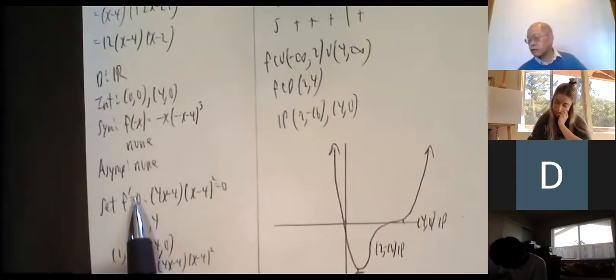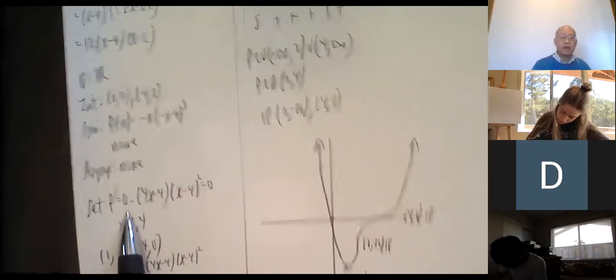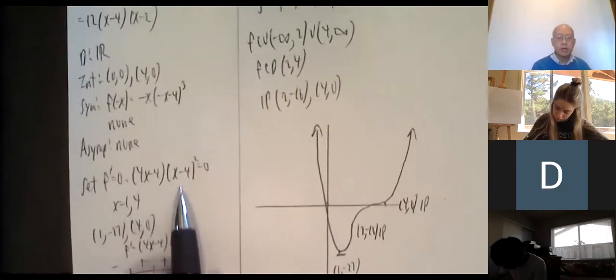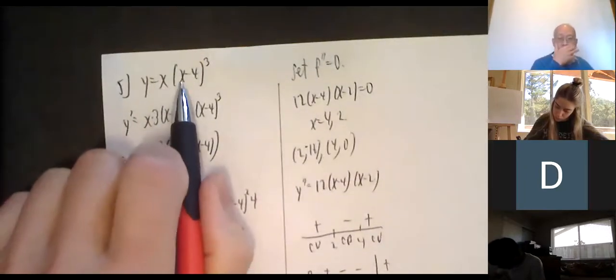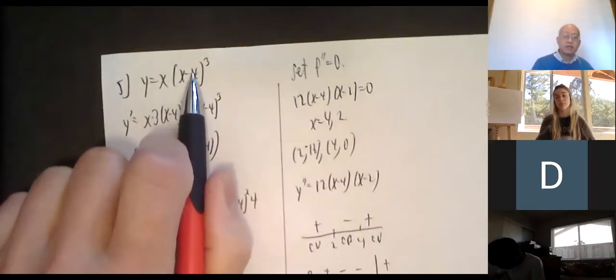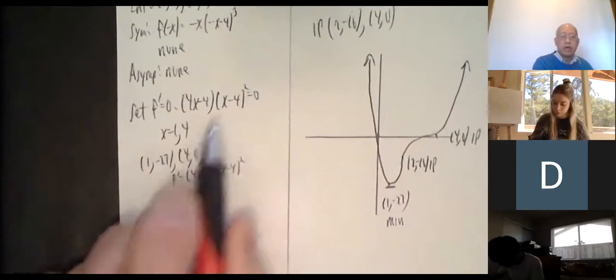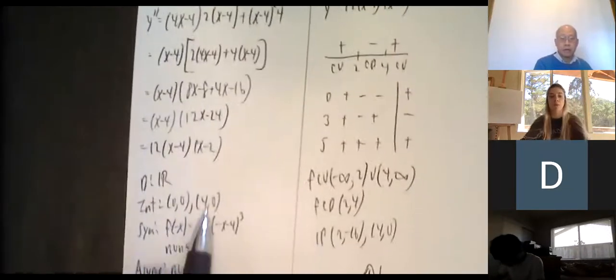All right, so I'll go straight to our derivative test. Okay, so set f prime equal to 0. Set that equal to 0, I get x equals 1 and x equals 4. Okay, plug in 1, I get negative 27. Plug in 1. 1 times 1 minus 4 is negative 3. Negative 3 cubed is negative 27. So (1, -27). And (4, 0), we already got that, right? (4, 0). Where'd it go? Right here.